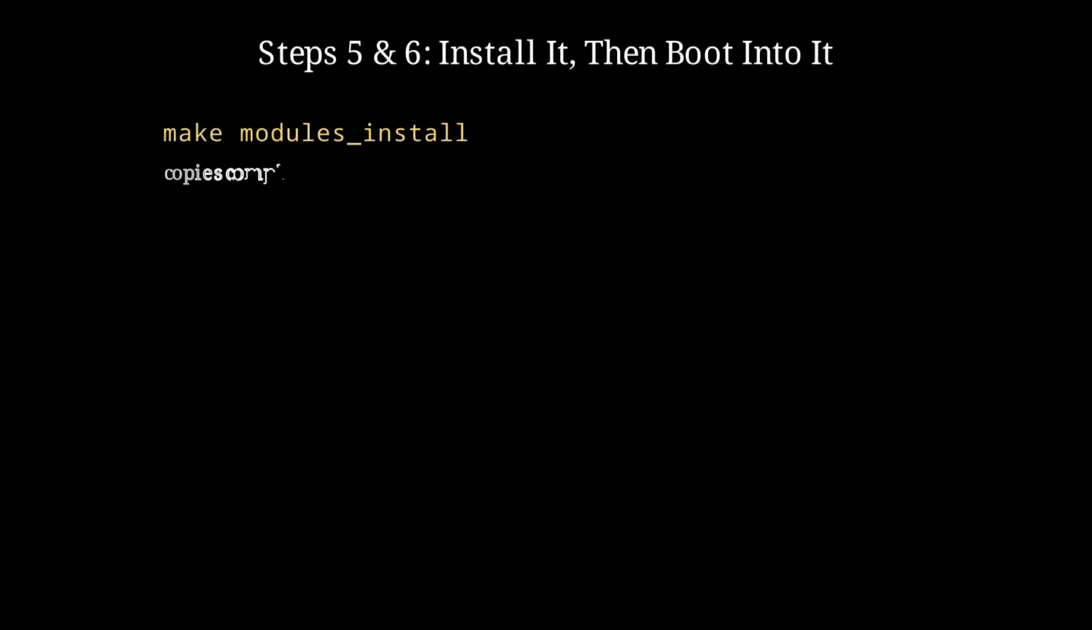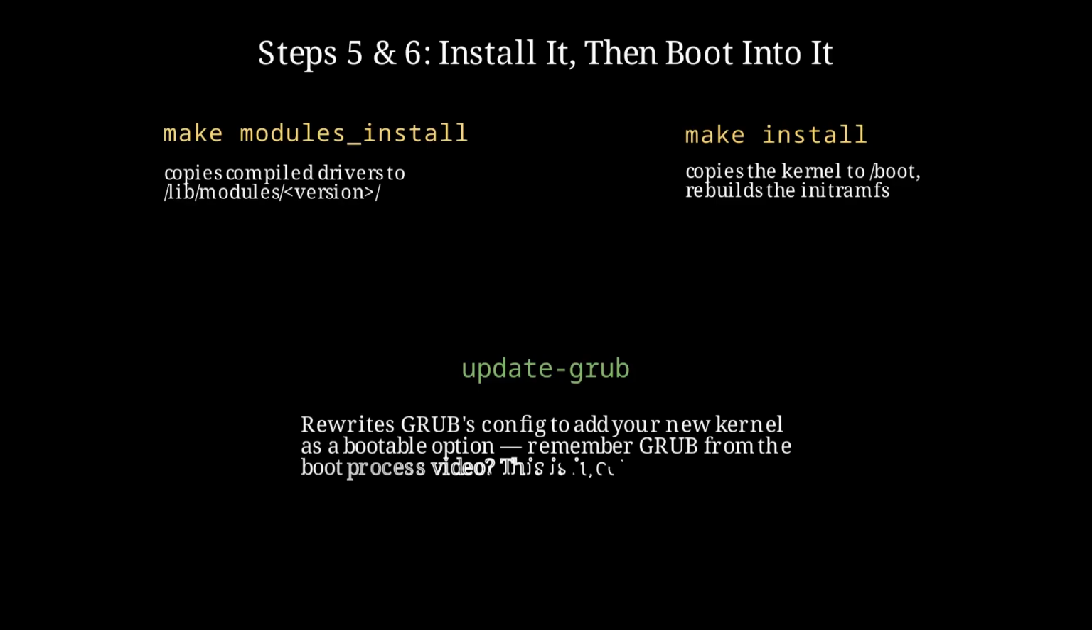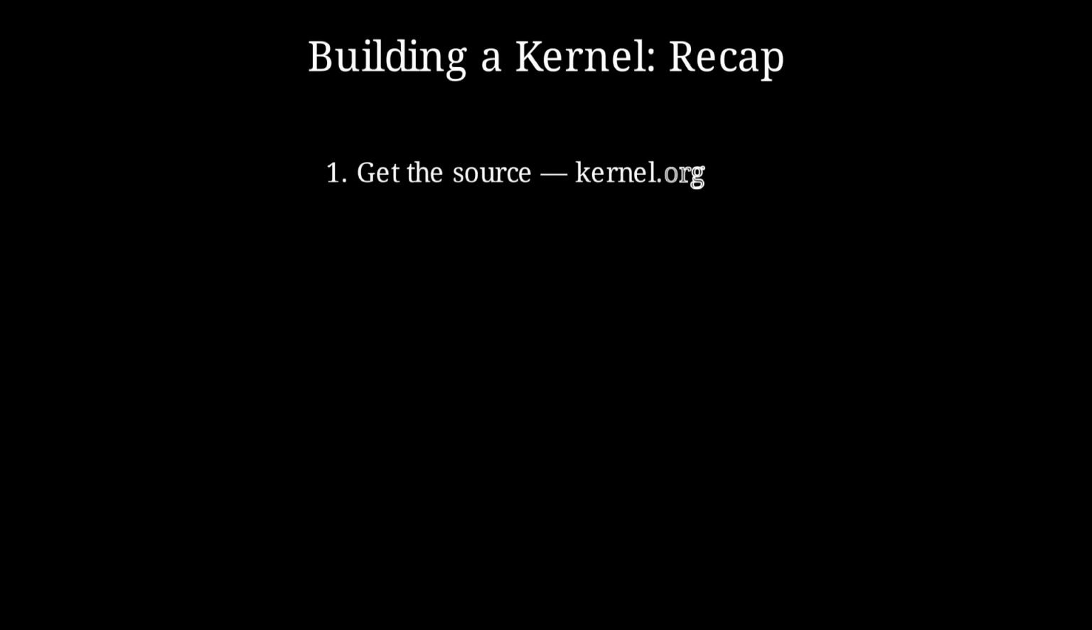Steps 5 and 6. Install it, then boot into it. Make modules_install copies every compiled driver into /lib/modules/, tagged with your new kernel's version number. Make install copies the actual kernel image into /boot, and rebuilds your initramfs, the small temporary file system your bootloader loads first. Then you run update-grub, which rewrites GRUB's configuration to add your freshly built kernel as a selectable boot option. If you remember GRUB from my boot process video, this is it, doing exactly that job.